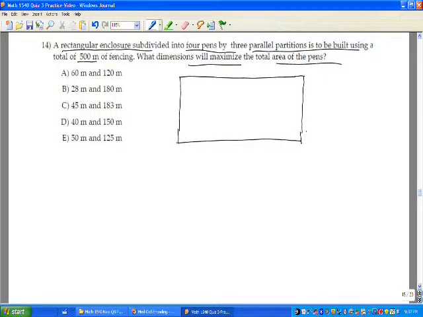And it's going to be subdivided into 4 sections with 3 parallel partitions. Now all of these sections are supposed to be equal. We're going to let the height of each of these be y, and each little pen is going to have a width of x.